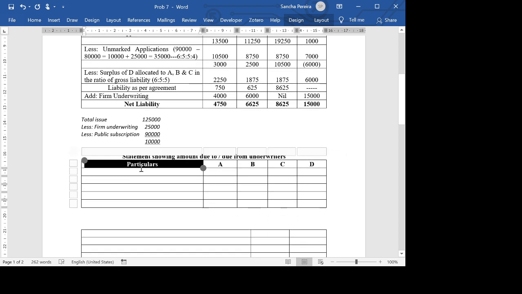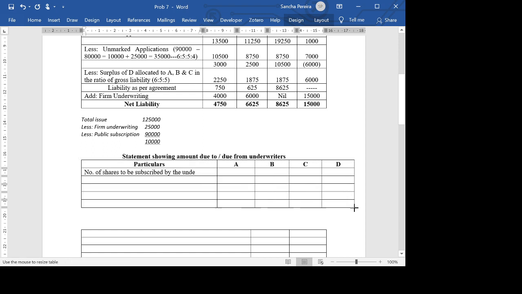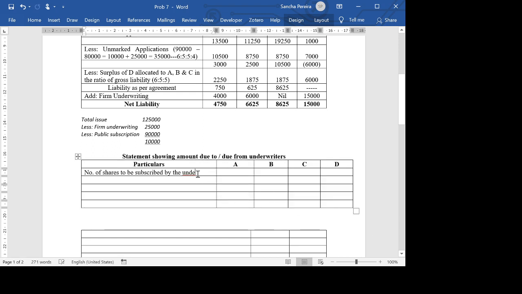So like I said, we start this statement with the answer of the previous statement. So we say number of shares to be subscribed by the underwriters. The whole point of preparing this statement is to know finally who has to pay whom, whether the company has to pay the underwriters or the underwriters have to pay the company.